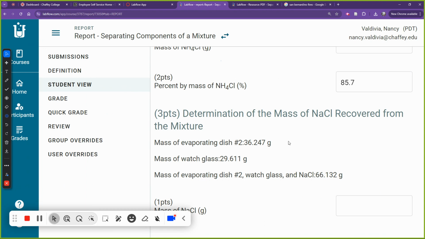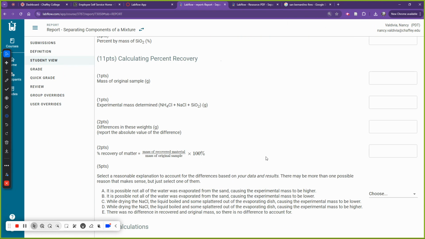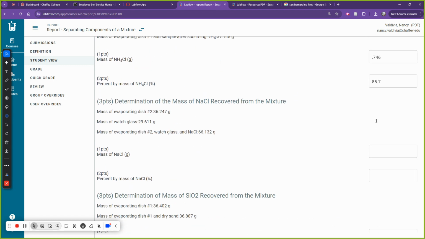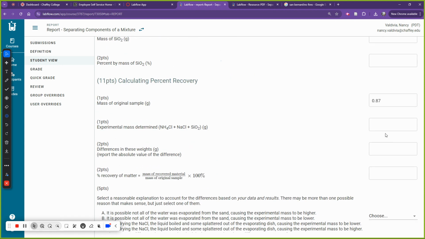Okay, where are we at? Mass of the original sample, which we had as 0.87. Experimental mass determined: we take all our individual masses and add them together. I didn't do that obviously, but I know that this one is 0.746. So I'm going to start with 0.746, and then plus whatever the sodium chloride mass was, plus whatever the silicon dioxide mass was that we found. And then it says differences in these weights.